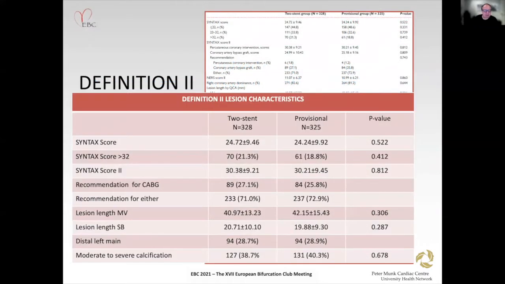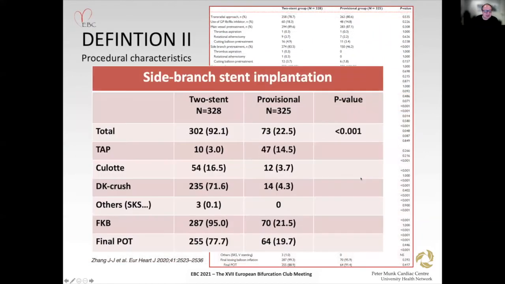So if we were to look at some of the highlights, a complex group of patients, as you can see, mean syntax score 24 in both groups, syntax 2 30. So these were both angiographically and clinically complex patients, in which over a quarter of the patients actually had a clear recommendation based on the syntax score 2 for bypass surgery, a long lesion length of 20 in the side branch, 40 in the main vessel. So very much a complex group of patients.